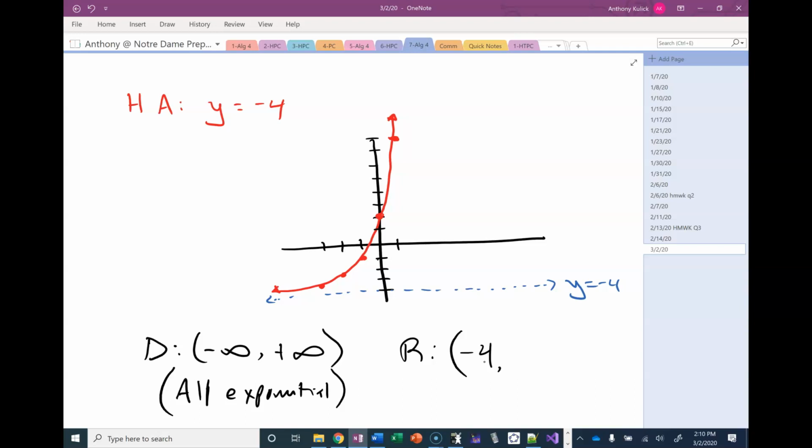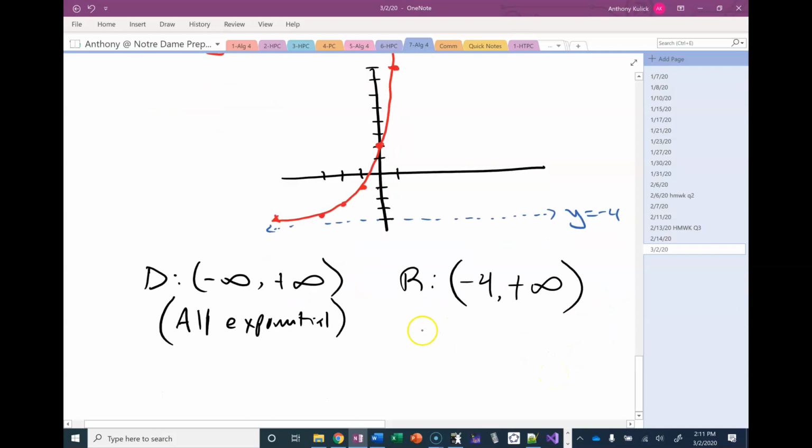Is there a highest or a largest y coordinate here? No, right? Because we have an arrow pointing up. So what is the end of my range here? +infinity.